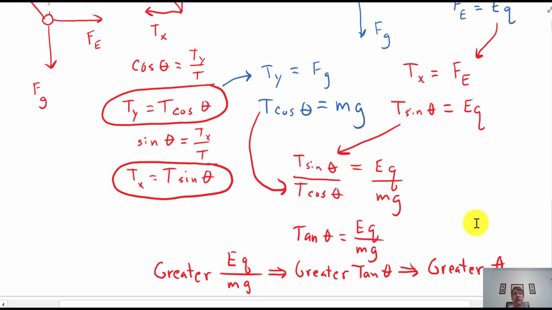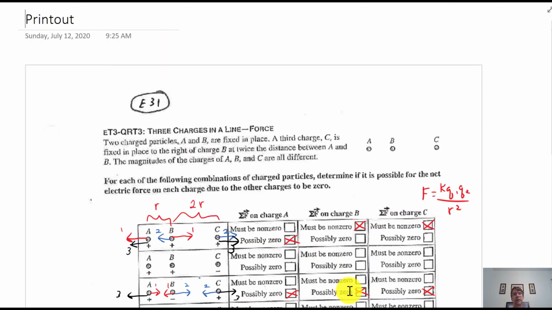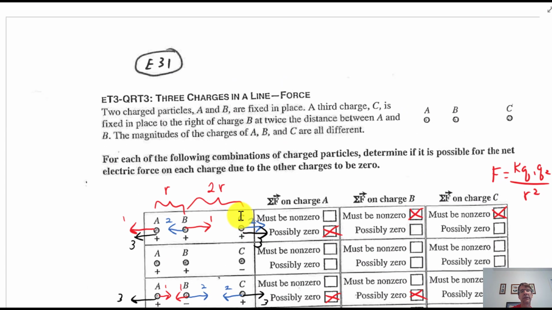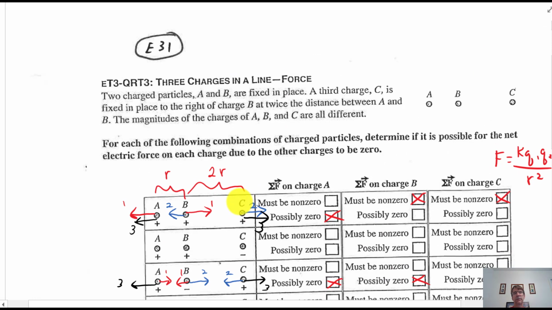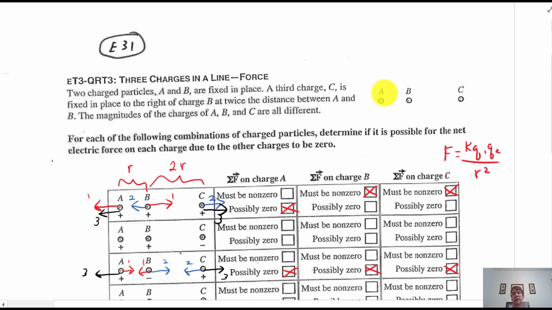Okay, other ones that we have. Let's go here. Okay, let me see if I can make this bigger. There we go. Oops, a little too big maybe.